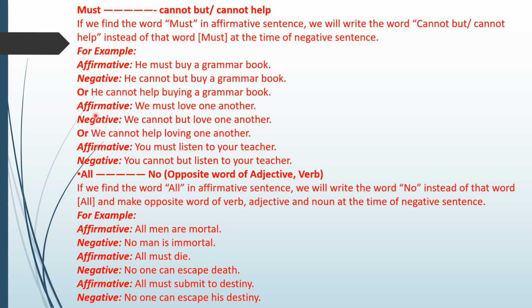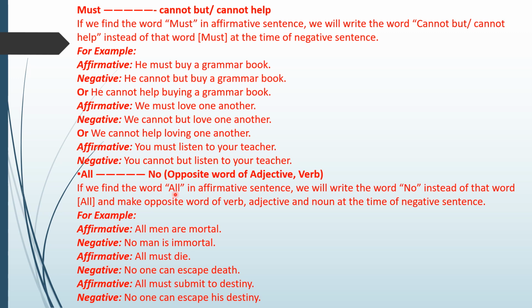The next example, we must love one another. Can you see there is must in the affirmative? So in the negative, you will write cannot but or cannot help. So the answer in the negative is we cannot but love one another, or we cannot help loving one another. Yet another example, you must listen to your teacher. The negative will be you cannot but listen to your teacher. So children, if there is must in the affirmative, then in your negative you will write cannot but or cannot help.